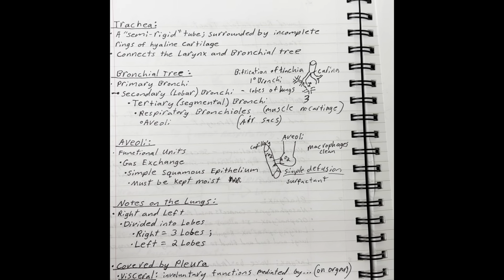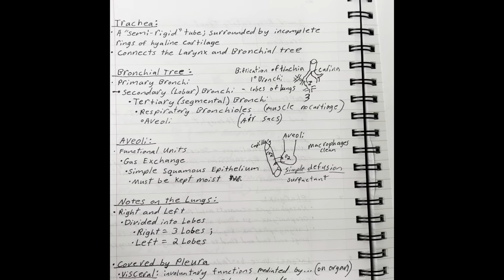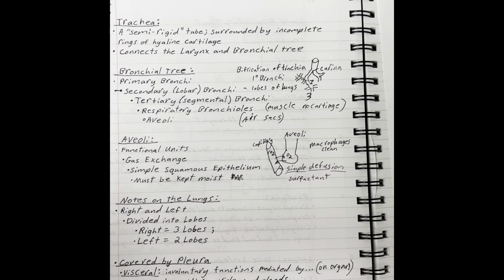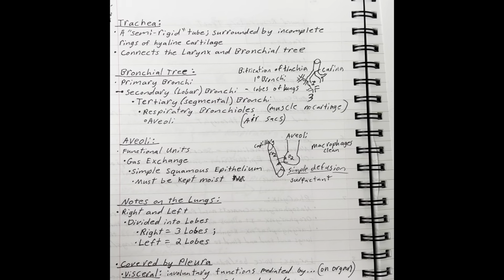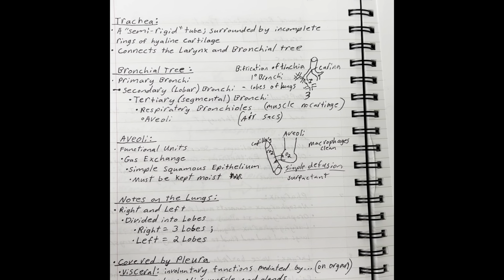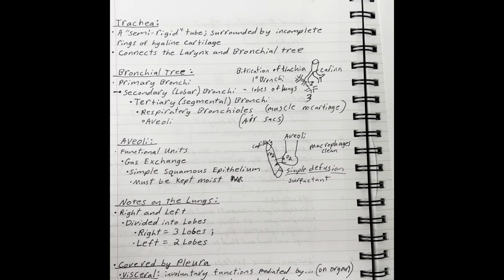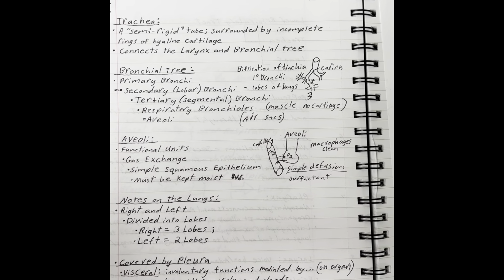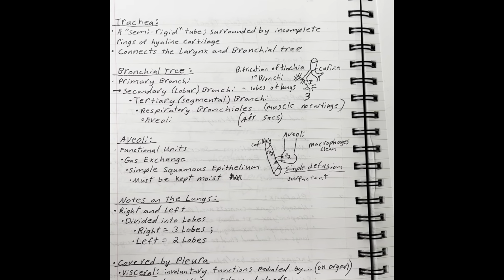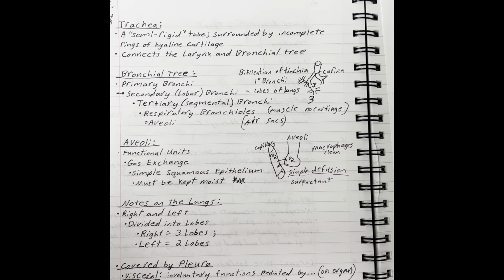Notes on the lungs, right and left, divided into lobes. Right equals 3 lobes, left equals 2 lobes.